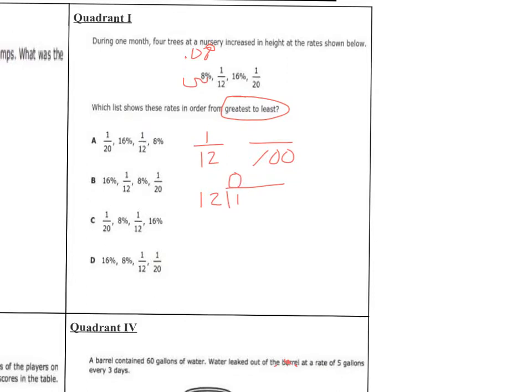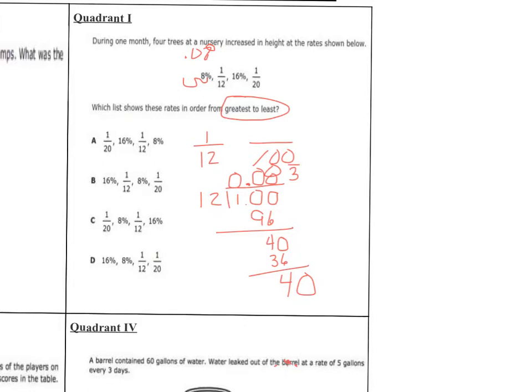12 will not go into 1, so I'm going to put a 0. 12 will not go into 10 either. 12 will go into 100 8 times. 8 times 12 is 96. So I'm going to subtract, then add a 0. I need to keep dividing. 12 into 40 is 3. 3 times 12 is 36. Subtract, get a 4. 12 into 40, looks like I'm going to have a repeating decimal.